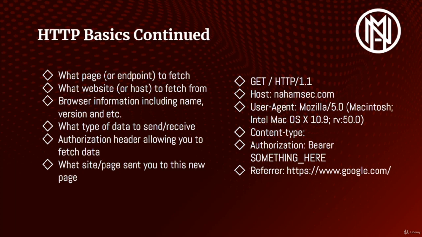And then the next one is what type of content you want to receive, which is the content type. As I mentioned, authorization. This is where you authorize yourself. So if you're already logged into this website, it's going to say, hey, I have an authorization code. Here it is. Let me be logged in. And the referrer is the website where you were referred from.